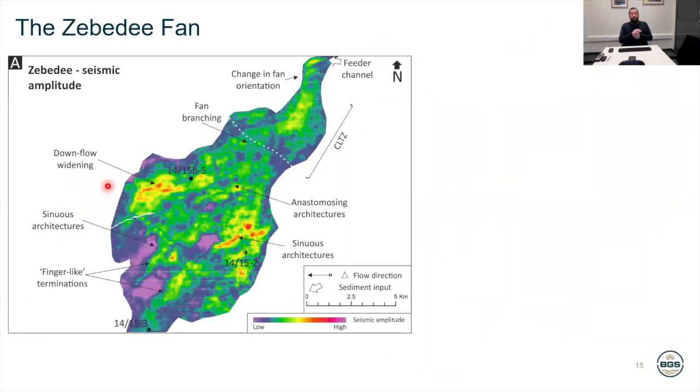So the final example is the Zebedee system. It's a slightly different system in terms of plan form geometry. It's got more of a, I guess, forked geometry to it, I would call it, or even if you're looking at the overall shape, maybe a funnel sort of shape. And the geometries internally aren't directly as comparable to the last two examples, but taking that these brights are sinuous or gently anastomosing to some extent flow pathways within the fan itself.